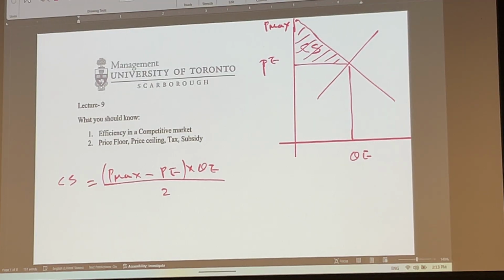That's sort of rare, right? You often say, well, I wish it was cheaper, but I'm willing to pay more, right? You often collect surplus. Anyway, that is the consumer surplus.